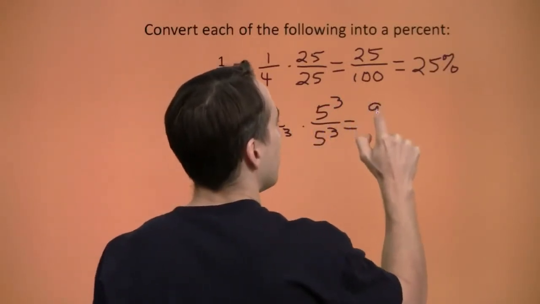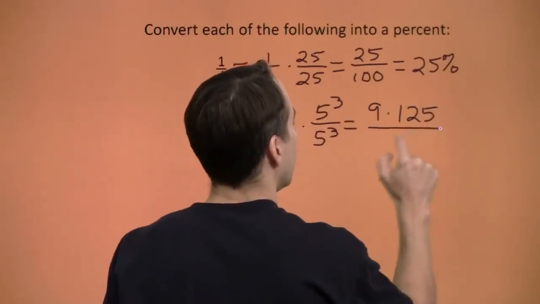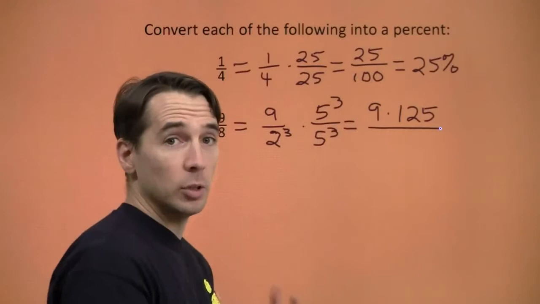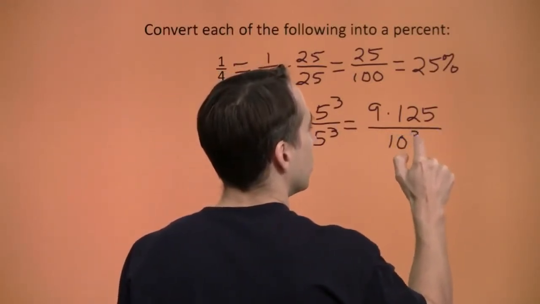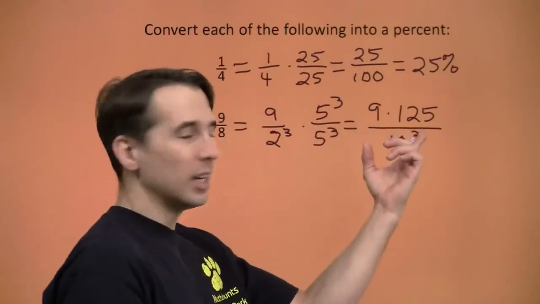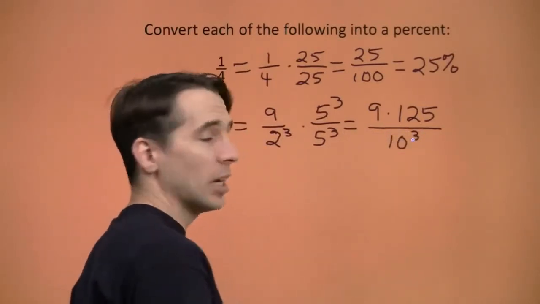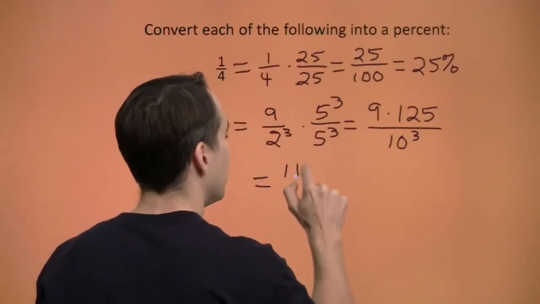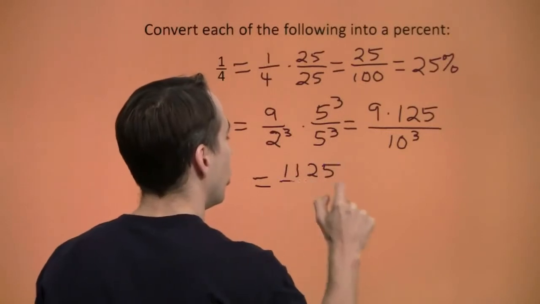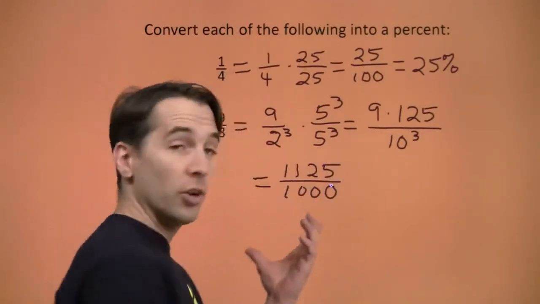So that'll give me on the top, 9 times 5 cubed is 125. And on the bottom I have 2 cubed times 5 cubed, that's the cube of 2 times 5. That's 10 cubed. Then I multiply 9 and 125. I'll multiply 9 and 100, it'll give me 900. 9 times 25 will give me 225. I add those up, I get 1125 over 1,000. I know how to turn that into a decimal.